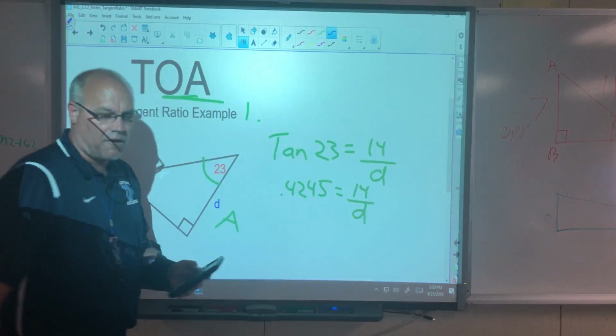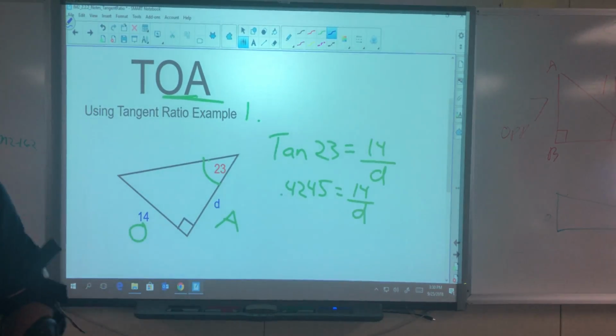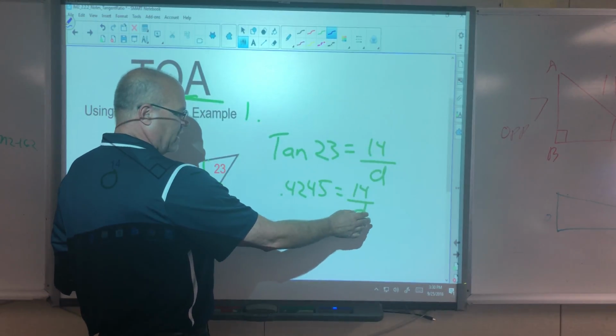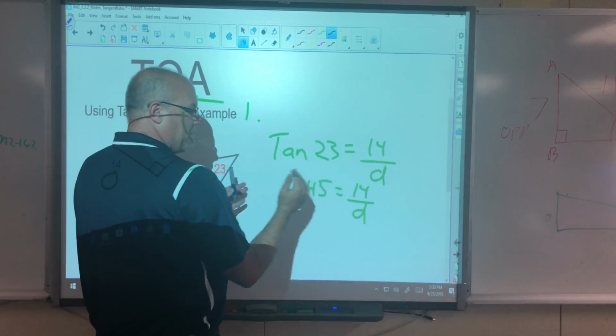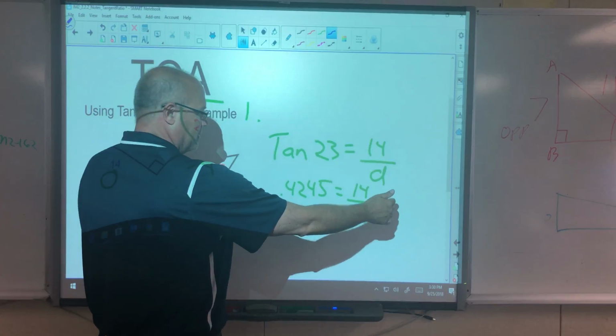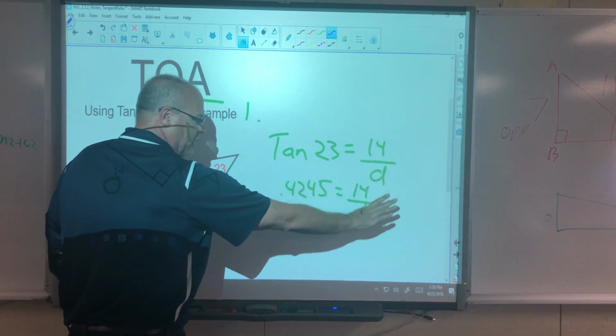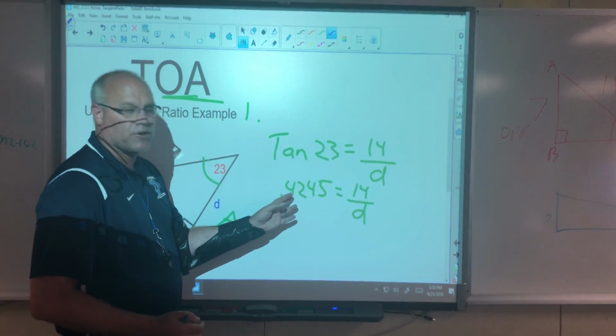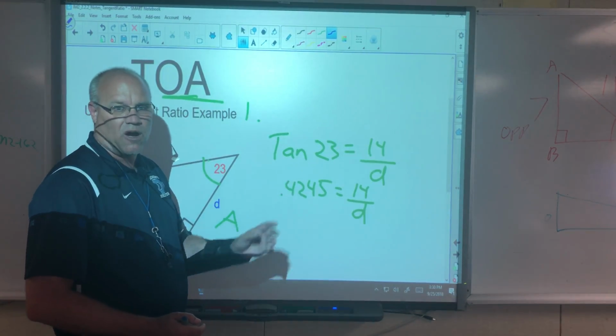So now there are 2 ways you can solve this. First, we'd like you to think of it as just an algebraic equation. I want to solve for D. The first thing I would do is multiply both sides by D. When you do that, we have D over D on the right side, which goes to 1, so it would be 14 on the right. And the left side would be 0.4245D. And we'd solve from there.